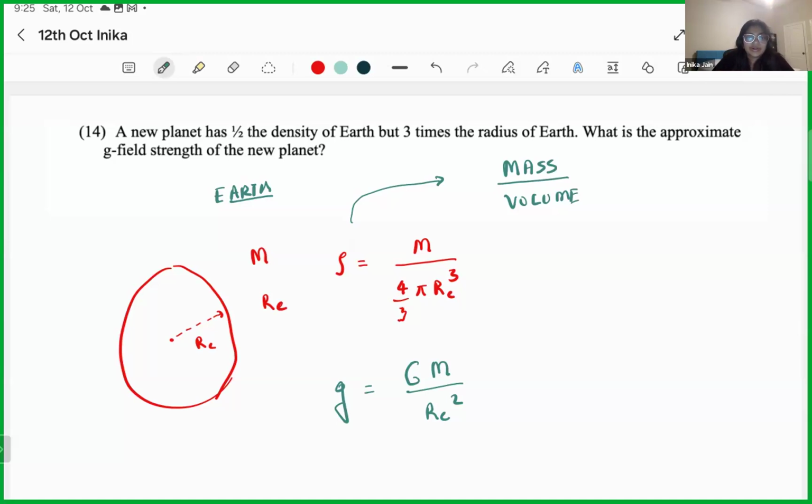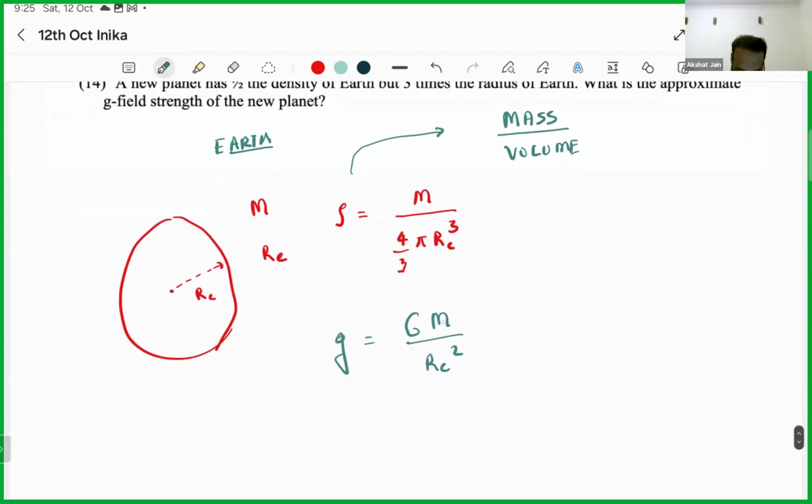Mass over volume. You know M by RE square, I can write it as M by RE square times RE by RE. Can I write it like this also? Can I multiply this by RE at the top, RE at the bottom? Can I do that? Yes. So G times M by RE cube will be rho into 4 by 3 pi. This is what M by RE cube will be.